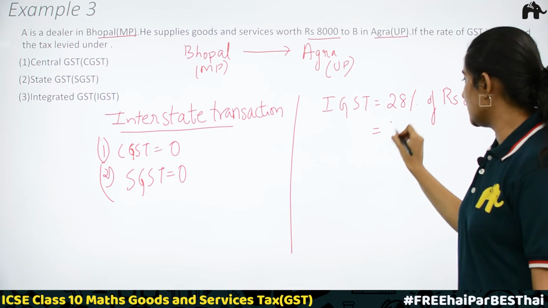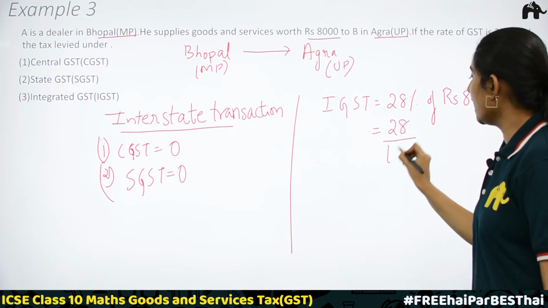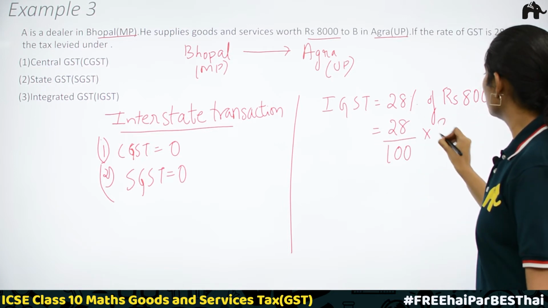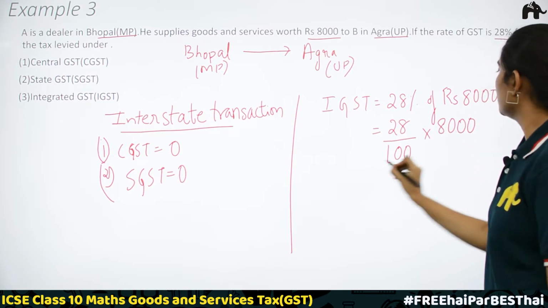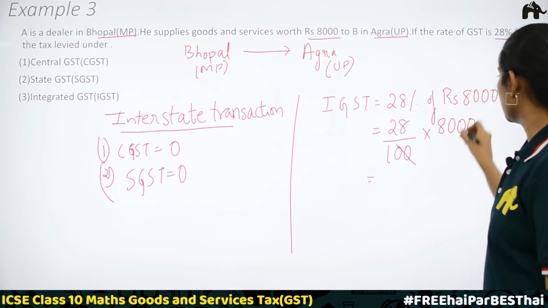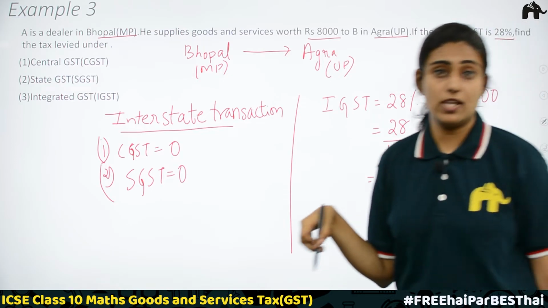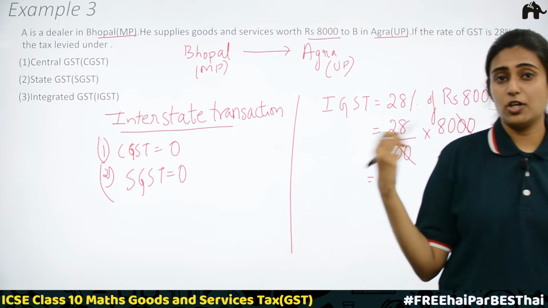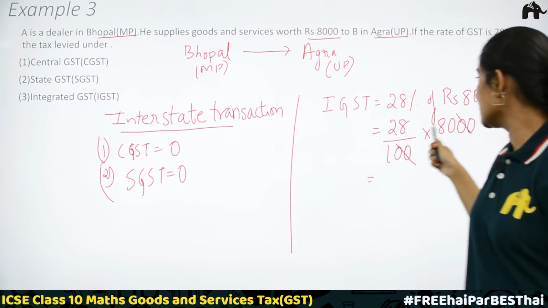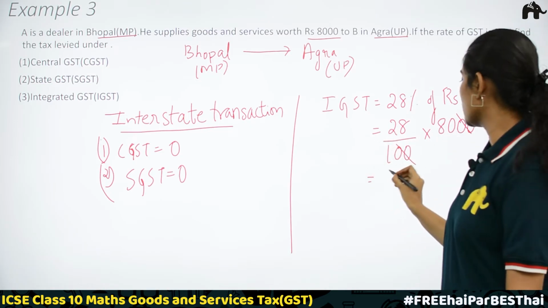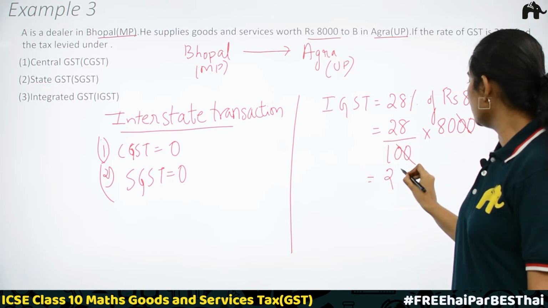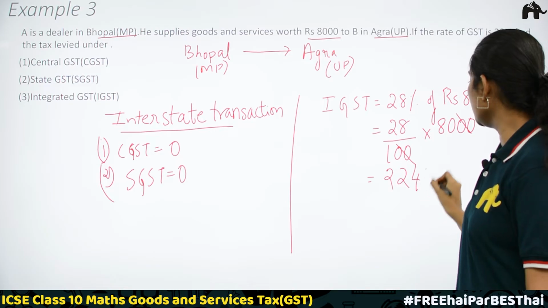That is equal to 28 divided by 100 into 8,000, which is equal to, cancelling out zeros, 28 into 80. What do you get on solving 28 into 80? You will be getting 2,240 rupees.